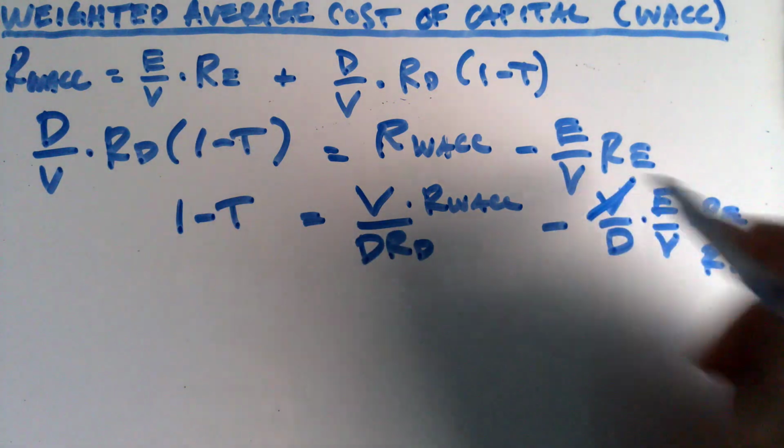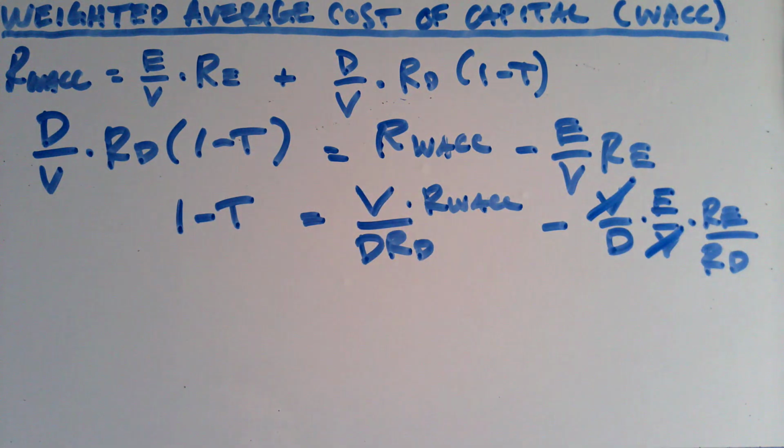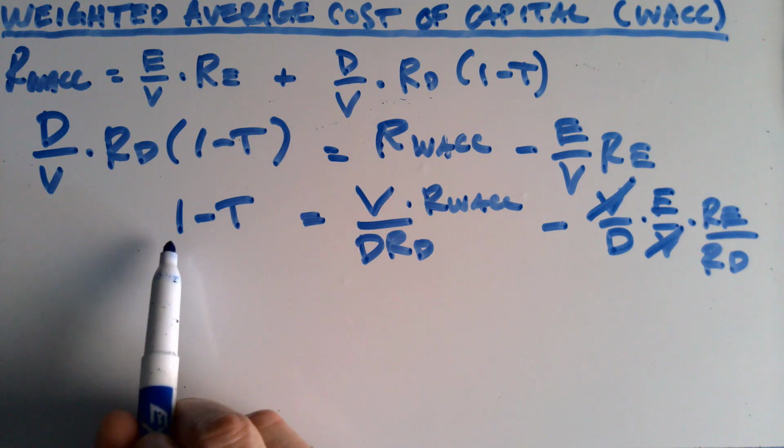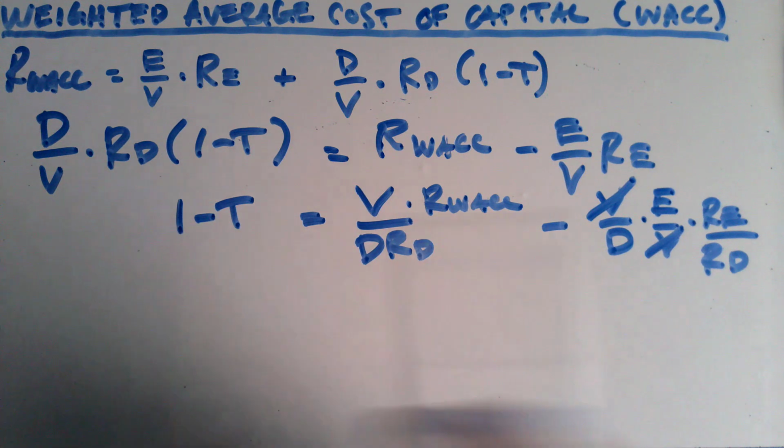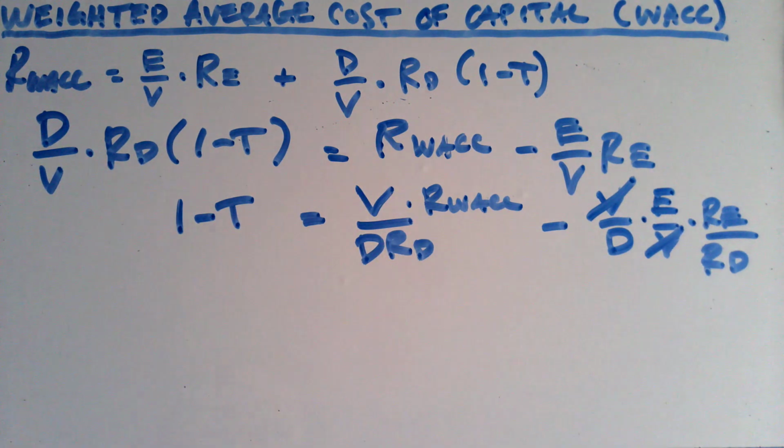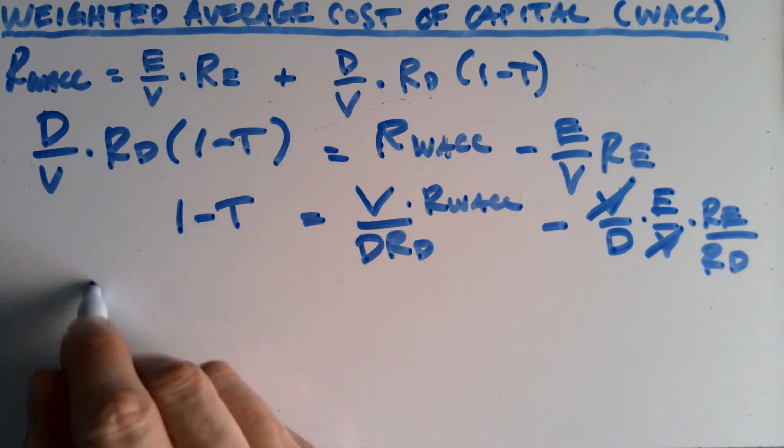Notice that as before, the V's cancel out. And now we have one thing left to do. We've got to get this T by itself. And notice that the T is negative. And so what I'm actually going to do is add T to both sides and then subtract these terms from 1.